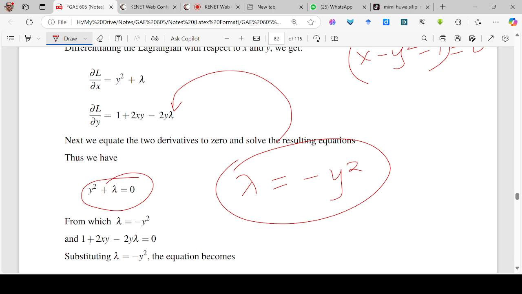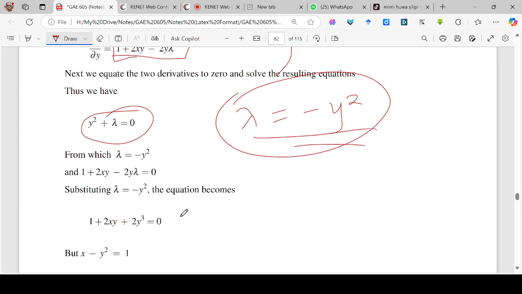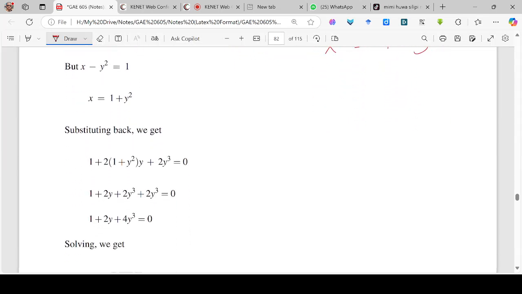So from the second equation, once we equate this to 0, we shall substitute lambda is minus y squared. When we do that, we get 1 plus 2xy plus 2y cubed is 0. But we also have the constraint, x minus y squared is 1. So where we have x in this equation, we can make x the subject to get 1 plus y squared, then substitute. So when we substitute and simplify, we get this equation.